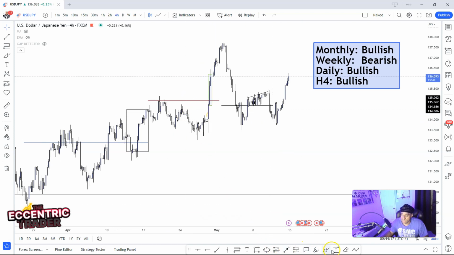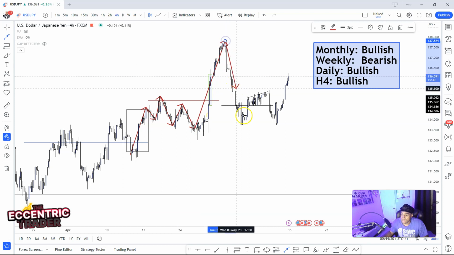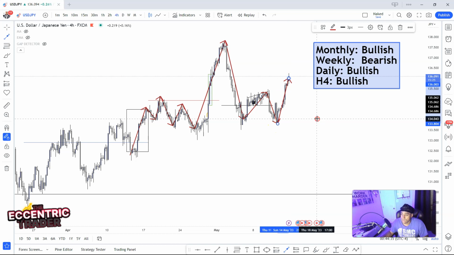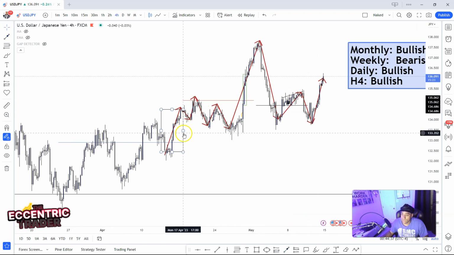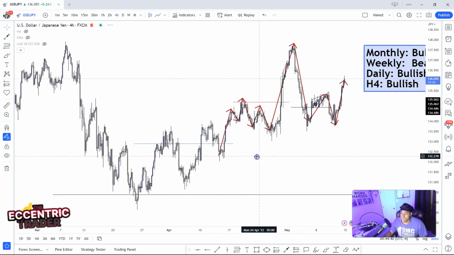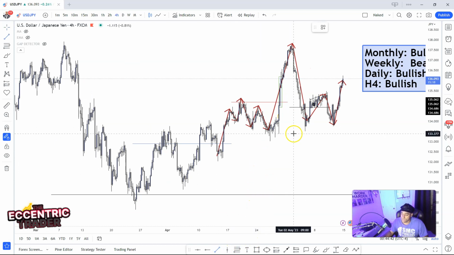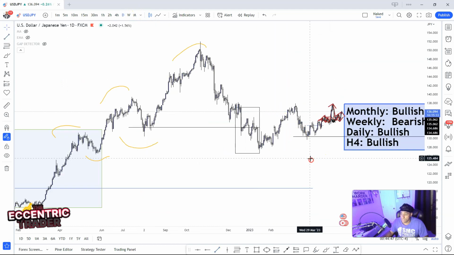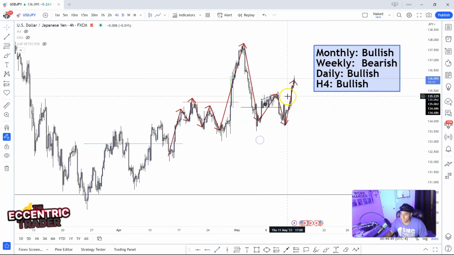Let me see. I have to mark it off, but you can actually see the formation patterns. See, it makes higher highs and higher lows, and then you can even draw a trend line if you wanted to. Probably better to draw it on the daily. But yeah, it's pretty clean right now.